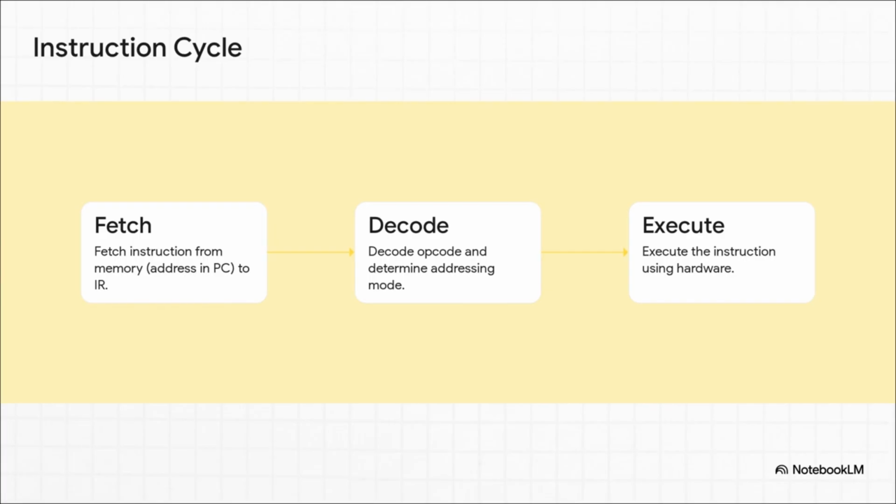Step 2 is decode. The CPU figures out what that opcode actually means. And finally, step 3, execute. The hardware physically performs the action. Fetch, decode, execute. Over and over and over again.